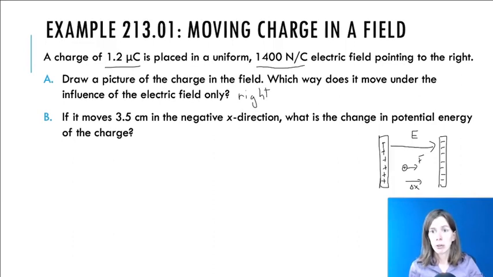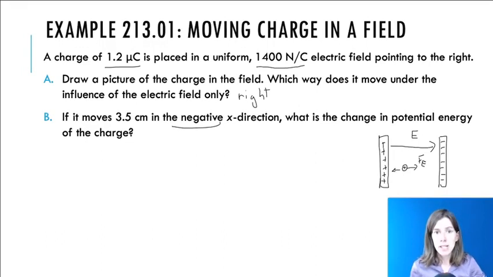Okay, now let's forget about that. And let's look at the second part. If it moves 3.5 centimeters in the negative x direction, what is the change in potential energy of the charge? So first of all, we just said it would move to the right. But now it's saying, well, what if it's moving to the left? Well, if it moves to the left, that simply means that there is some external force besides the electric force that is pushing it to the left, and that's okay.